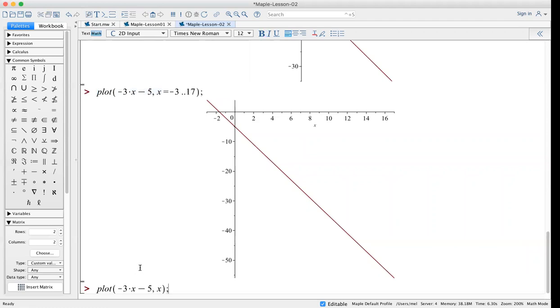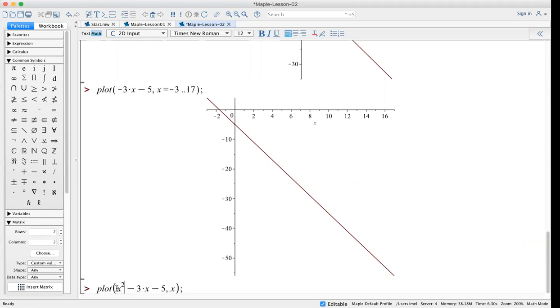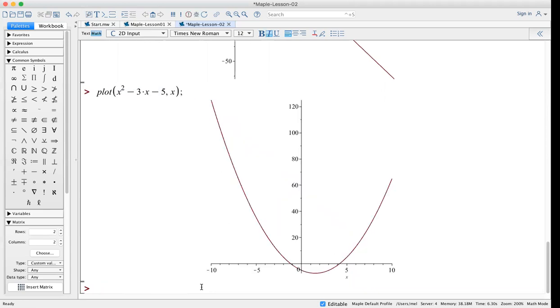If I'm looking at the quadratic function x squared minus 3x minus 5, I plot that, I get a parabola. Now, you'll notice that the x and the y axes have different units. So one unit, for example from here to here, that's 10 units horizontally. 10 units vertically is from here just up to there.